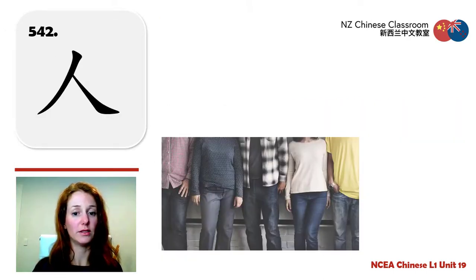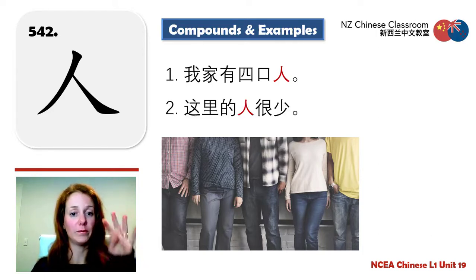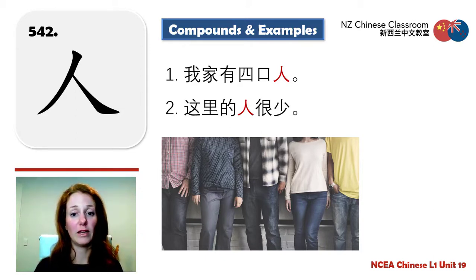Okay, 人, you know this one, people or person, plural or singular. 我家有4口人. My family has 4 people. 这里的人很少. The people here are very few, so there are a few people here.